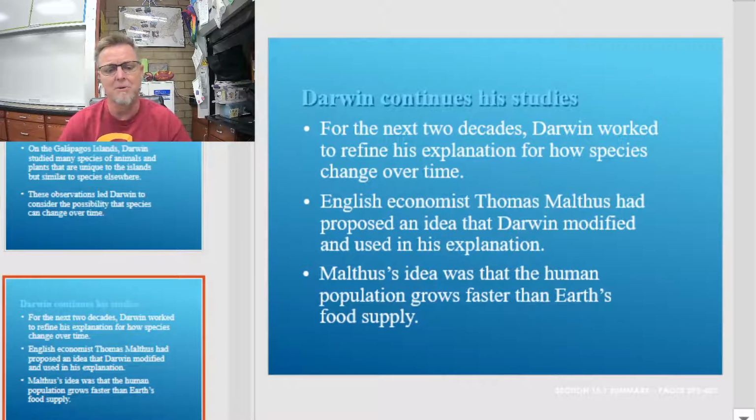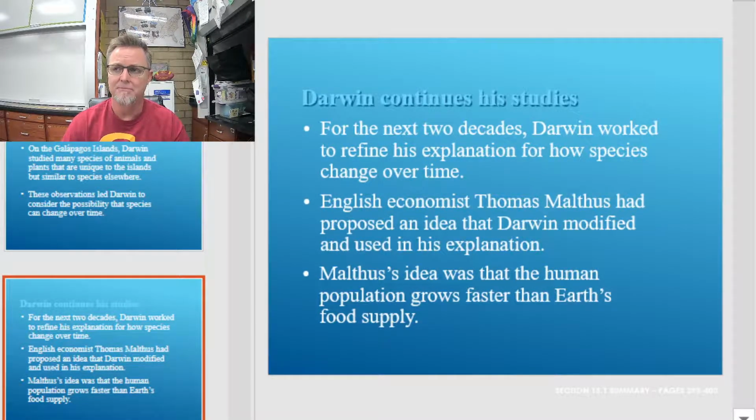Eventually, he comes across an essay written by an English economist, Thomas Malthus. Now, this guy's not a biologist, but what he proposed really pushed Darwin in a direction here, and you'll see why as I go through this. Malthus says that human populations grow faster than the Earth's food supply. Why do we care? Why does that matter?